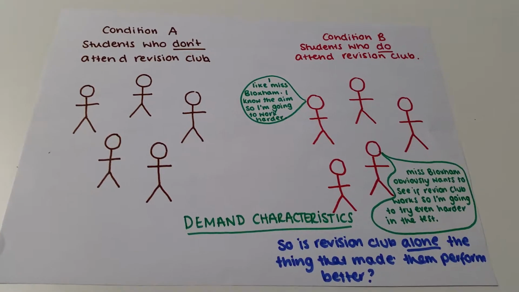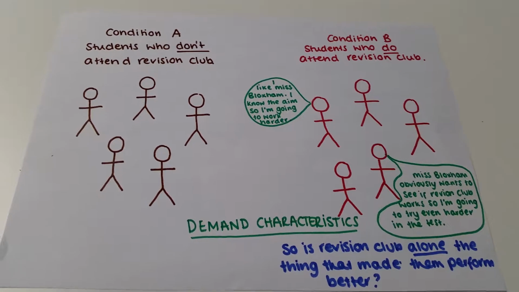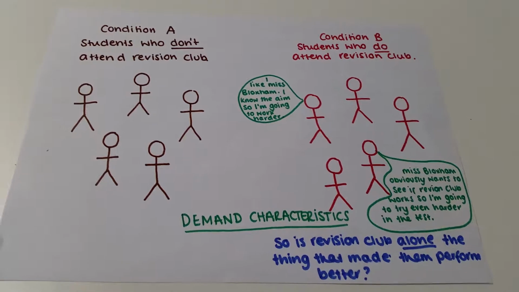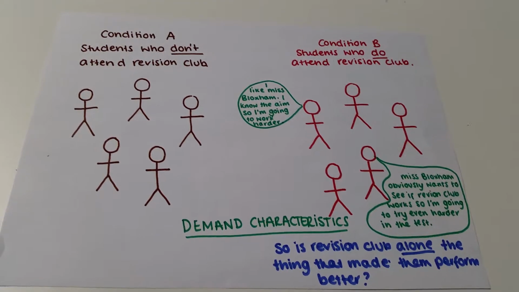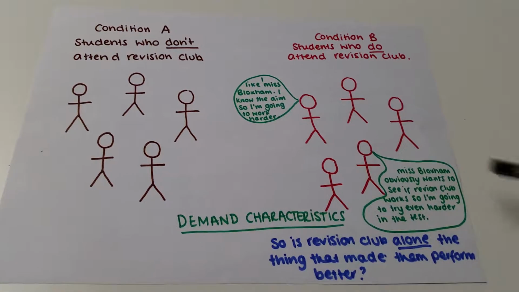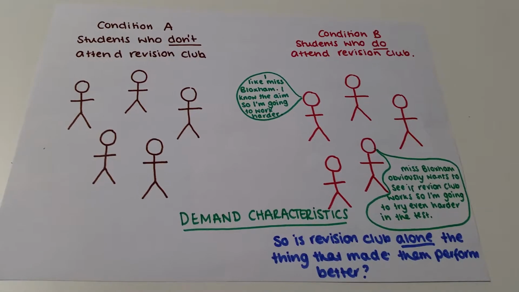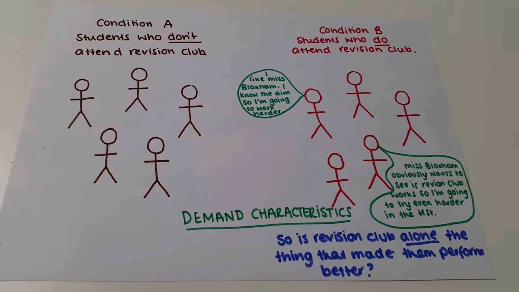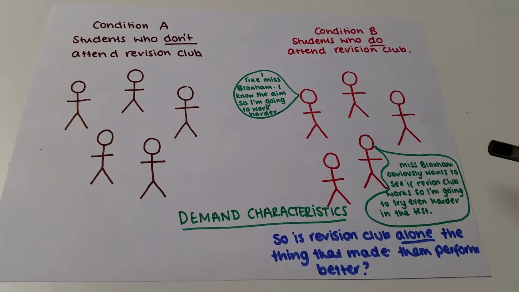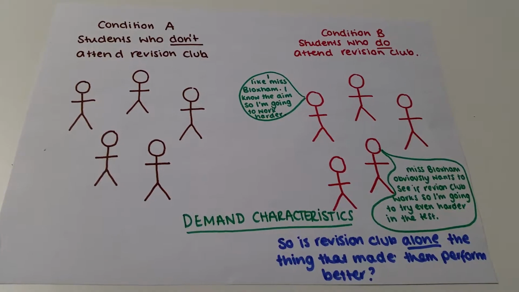Okay, so my third extraneous variable is demand characteristics. Demand characteristics essentially is talking about when the participants know the aim of the study and they change their behaviour in order to fit that aim, or they change their behaviour to try to sabotage the aim, okay?